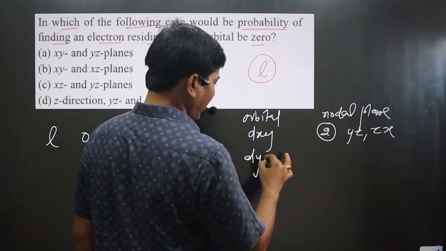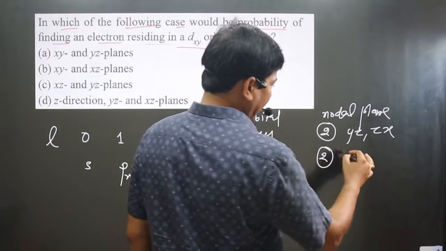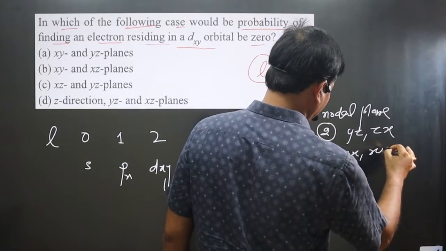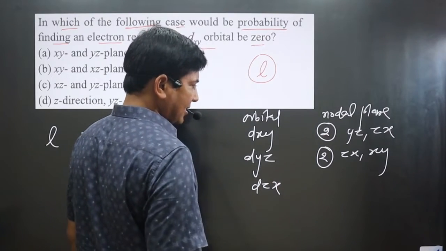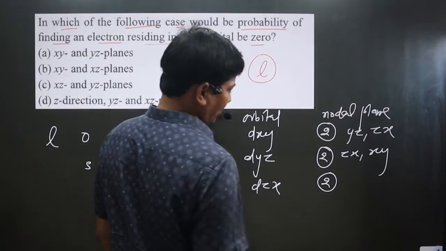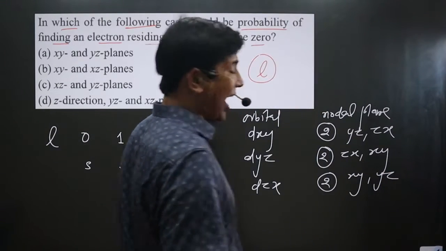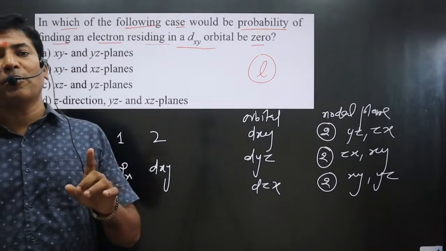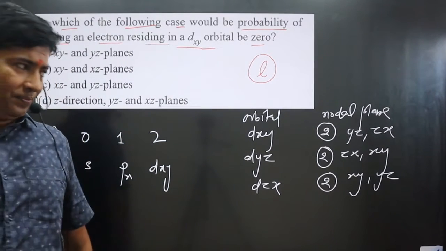If we mention dyz, in this case also the nodal planes will be 2. They are zx and xy. If I mention dzx, in this case also the nodal planes will be 2. We can mention xy and yz. Always keep in mind that dx square minus y square and dz square do not have nodal planes.